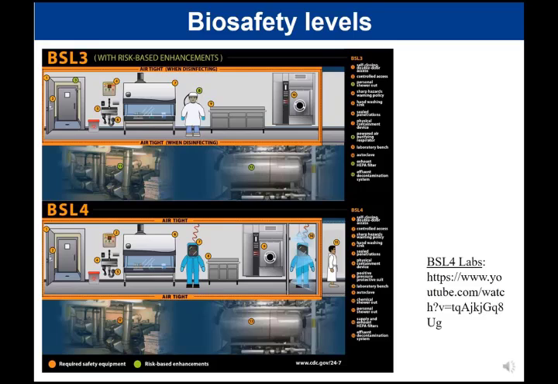A laboratory bench, an autoclave. It has a chemical shower. It has a personal shower out. Again, it also has supply and exhaust HEPA filters, as well as this effluent decontamination system. And so I put on this slide a link that you can go to and watch.